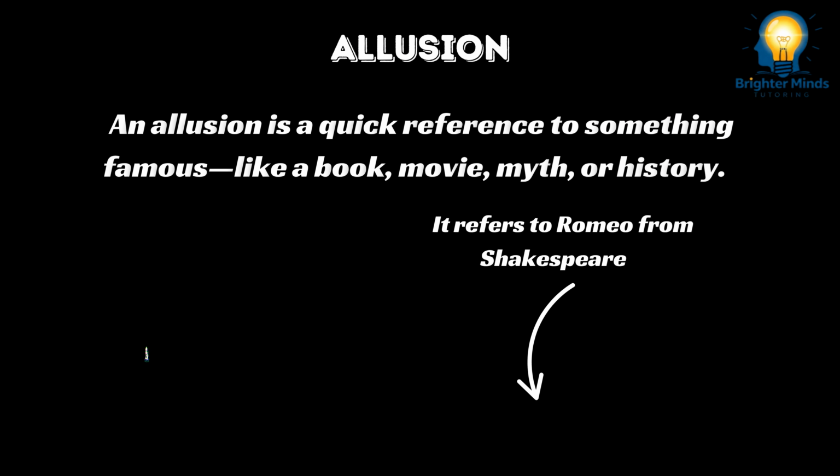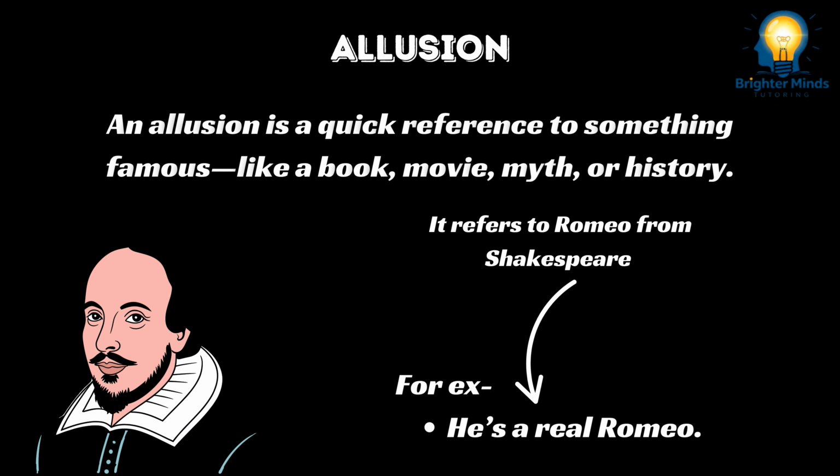Moreover, allusion is a quick reference to something famous like a book, movie, myth, or history. For example, he's a real Romeo. Now, the text mentions Romeo from Shakespeare, which helps the reader make an inference and understand what the author is trying to say. Allusions give deeper meaning because they connect writing to things we already know.